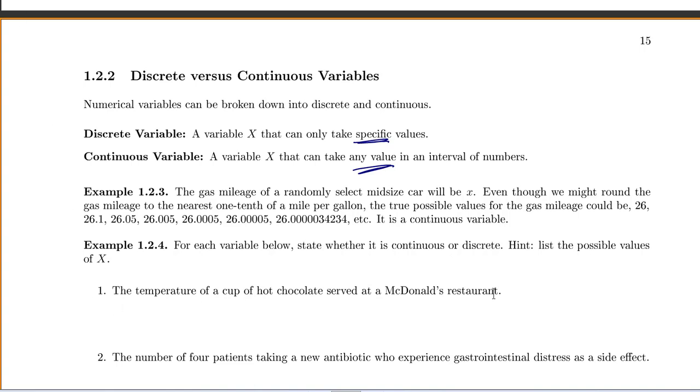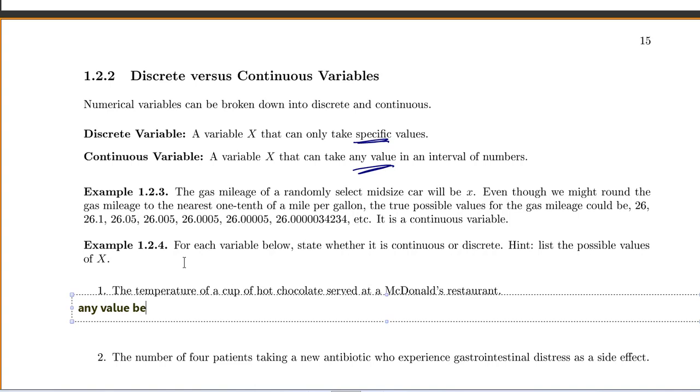So the temperature of a cup of hot chocolate served in a McDonald's restaurant. Temperature could be like any value between, I don't know what your coldest would be, so I'm just going to make it up, maybe like 30 degrees and 300 degrees. Okay, but the important thing is it could be like any value in there. So that would make it continuous.